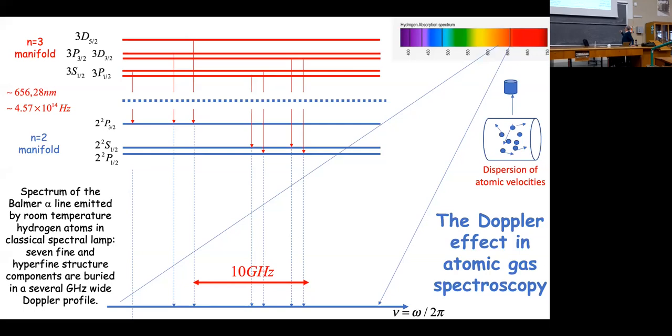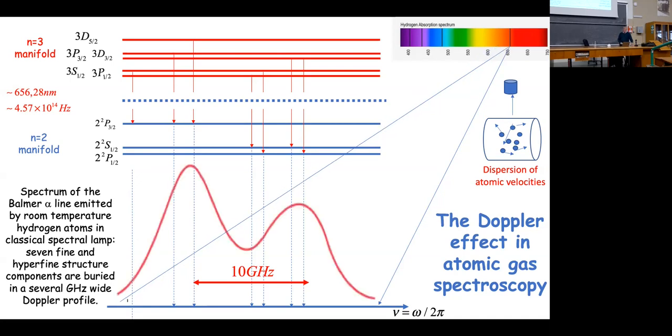When you do experiments with a sample in which the atoms are going in all directions, what you find is something like that. You find 2 bumps separated by about 10 gigahertz. So this is just an indication of the fine structure here. But all of the fine structure components corresponding to n equals 3 are buried. There are these lines which are buried in this big structure.